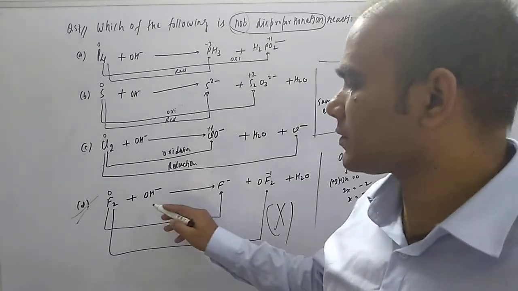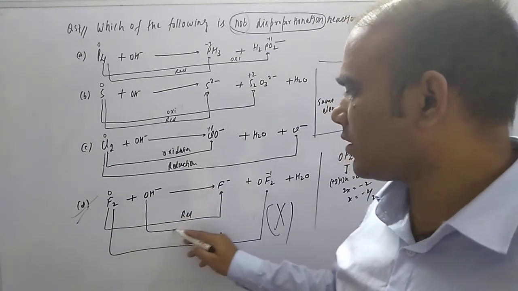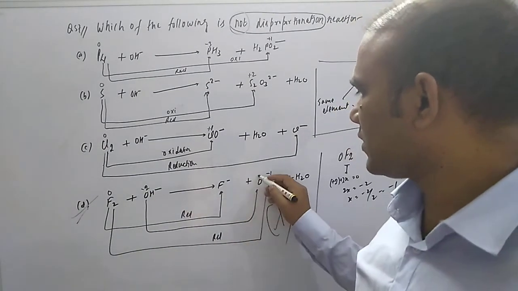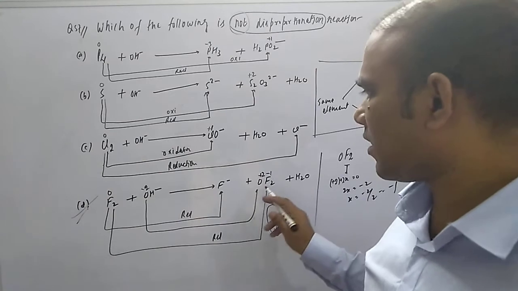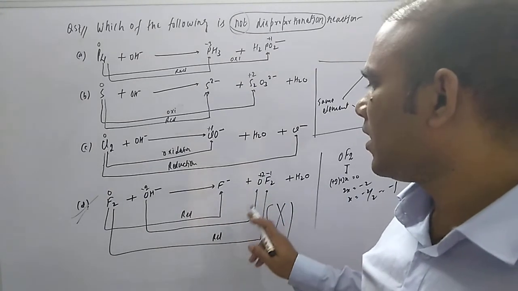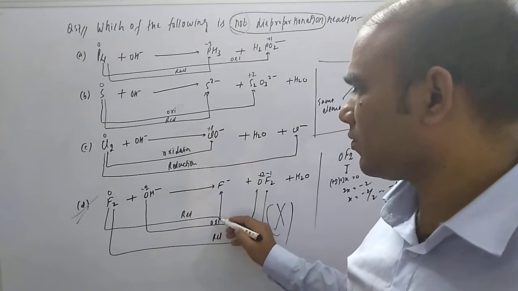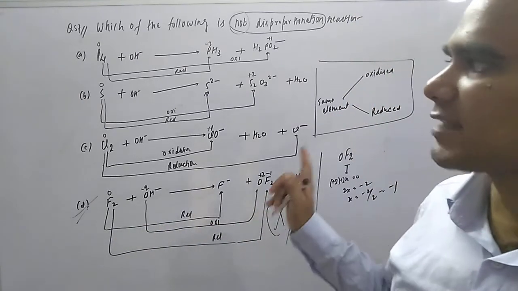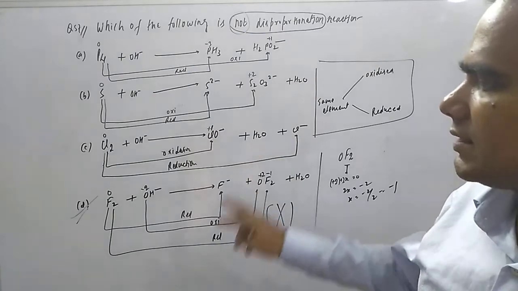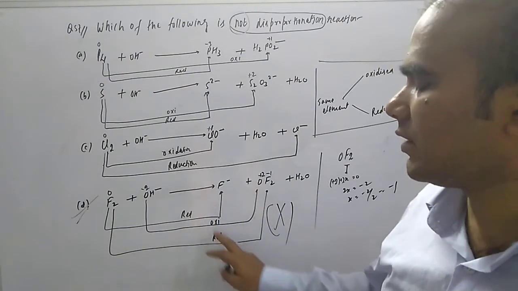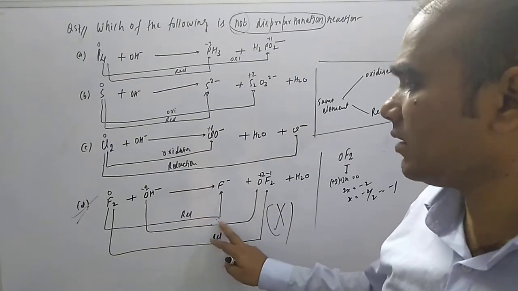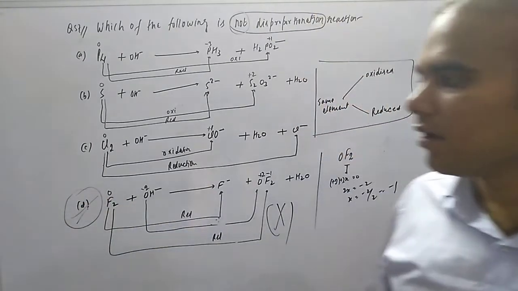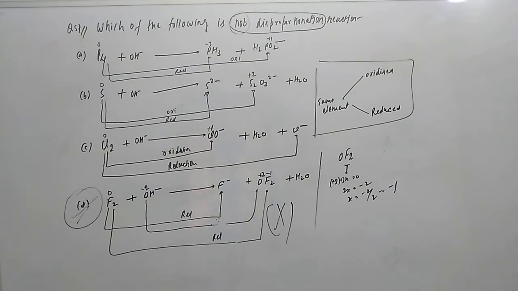Here this is OF2, with -2 and +2. This is of course a redox reaction, but it is not a disproportionation reaction. Disproportionation means the same element should oxidize and the same element should reduce. But in this case both are getting reduced, so this is not a disproportionation reaction. So our required answer is D. Thank you so much for watching, friends.